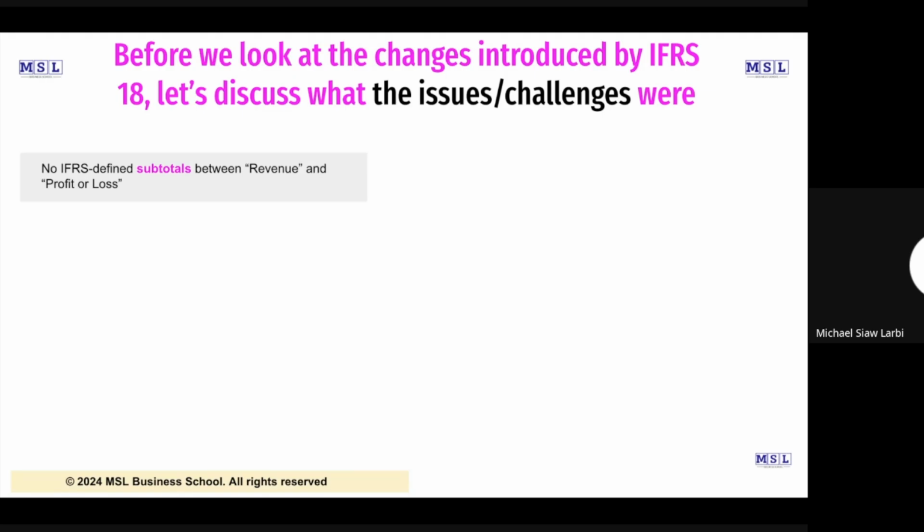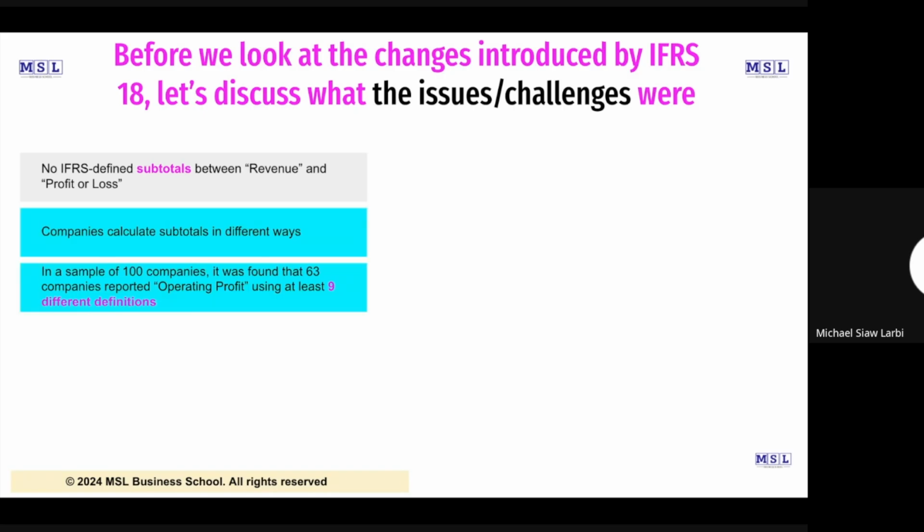We did not have specifically defined subtotals, right? So companies calculated their subtotals in different ways. In fact, in a sample by the IASB, they took 100 companies. They found that 63 of those companies reported just the expression operating profit using at least 9 different definitions.